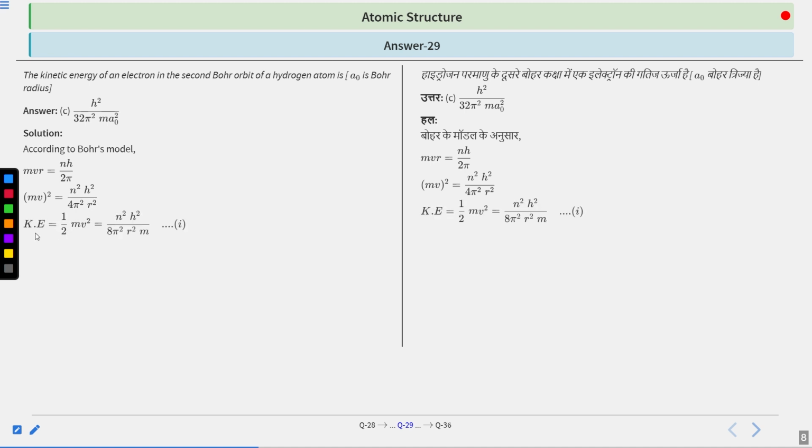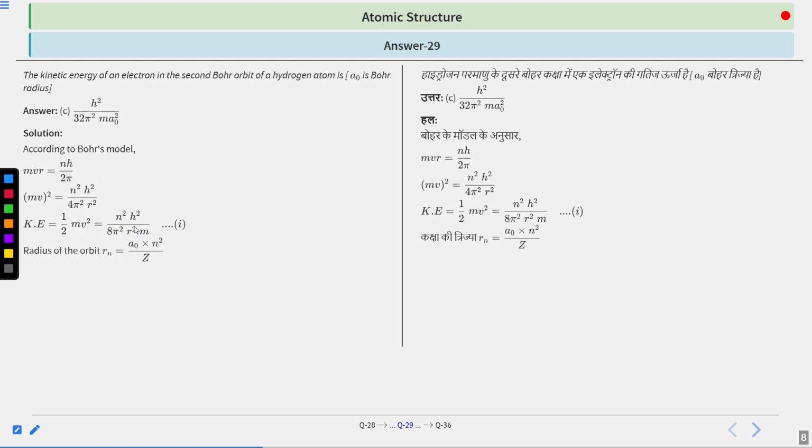Now we know that kinetic energy is equal to half mv square. We have calculated the value of m square v square. Therefore, we can write mv square is equal to n square h square by 4 pi square r square m, and dividing by 2, the kinetic energy is n square h square by 8 pi square r square m. Because this is m square v square, but we have to find it for mv square, so we have cross multiplied this m here, and this is the kinetic energy formula.